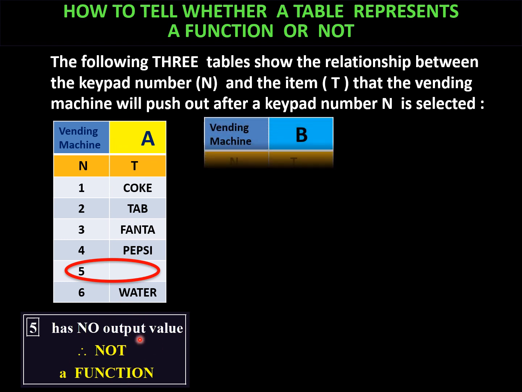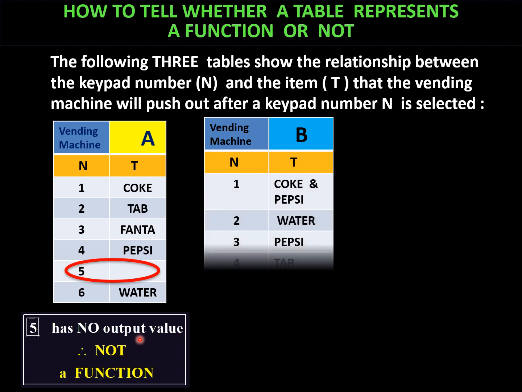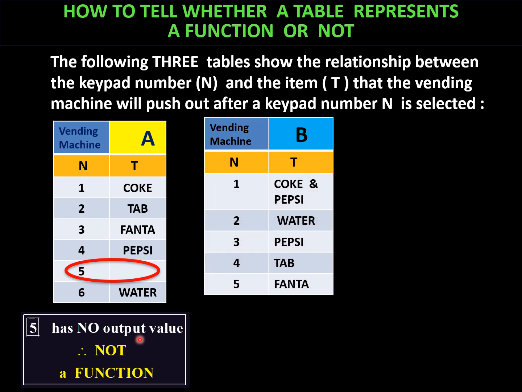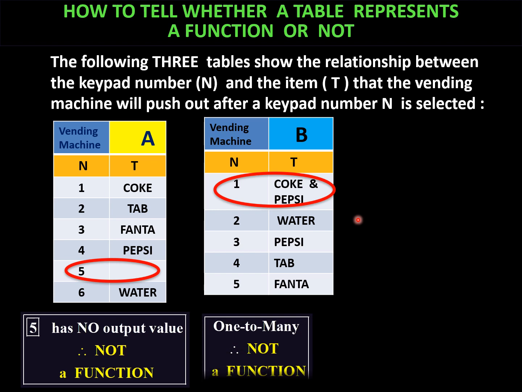Let's look at vending machine number B and see whether it represents a function or not. So if I input 2, I get an output of water. If I input 4, I get another output. But if I look at 1, I get 2 outputs. And if I have 2 outputs, it's also not functioning. I mean, if you put in 1, you're supposed to get 1 can out. Now you're getting a Coke as well, and so you say the machine is not working. It's not functioning. So B also, it's a one-to-many. That does not represent a function.